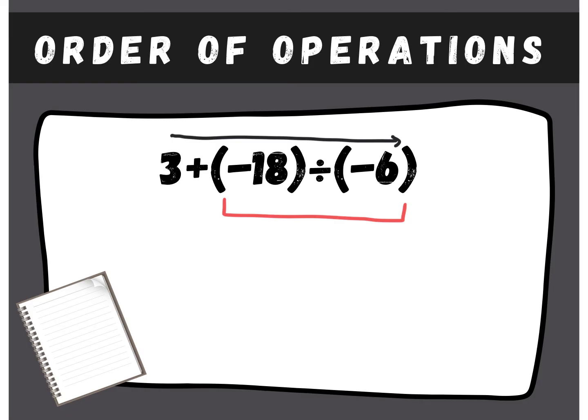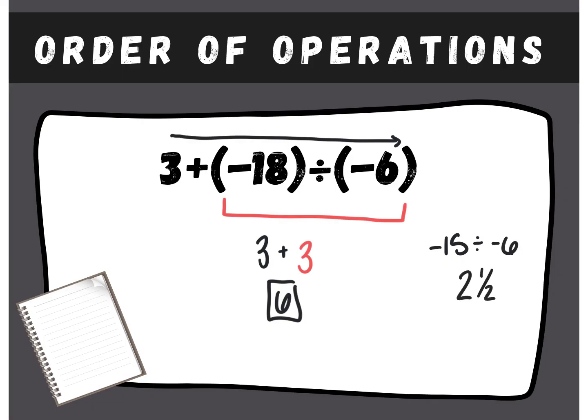In this case, we have to divide negative 18 by negative 6, which gives us a positive 3. From there, we bring down the other 3 and the plus sign, and we can add 3 and 3 to get 6 as our final solution. Interestingly enough, if you did take that from left to right, you would add 3 plus negative 18, which would give you negative 15. And then when you divide by negative 6, you would get 2.5.